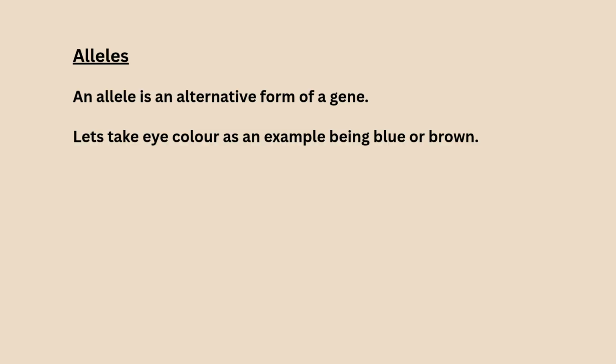An allele is an alternative form of a gene, so let's take eye color as an example, being blue or brown. So for a big B allele, it will give you brown eye color. A little b allele will give you blue eye color.